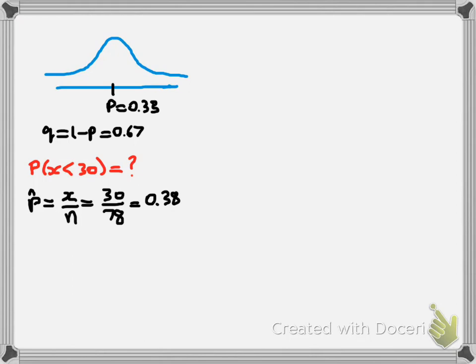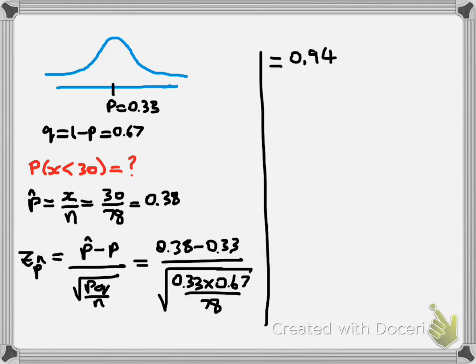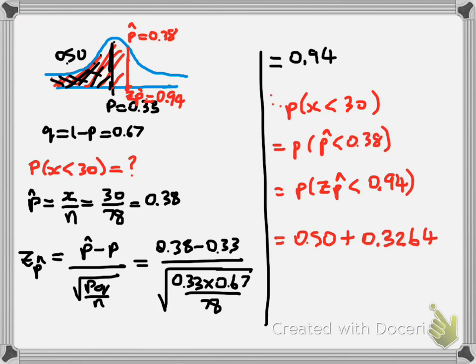The sample proportion is 30 over 78, which is 0.38, and we can calculate the appropriate z-score, z-score p hat. That will be 0.94 if you calculate that properly. And so the area we're looking for in our picture is as shown. Okay, right, and we can use our normal distribution table to calculate. Now, because your 0.38 sample proportion is to the right of the population proportion of 0.33, you will have to add 50% to whatever you obtain from your Z tables.